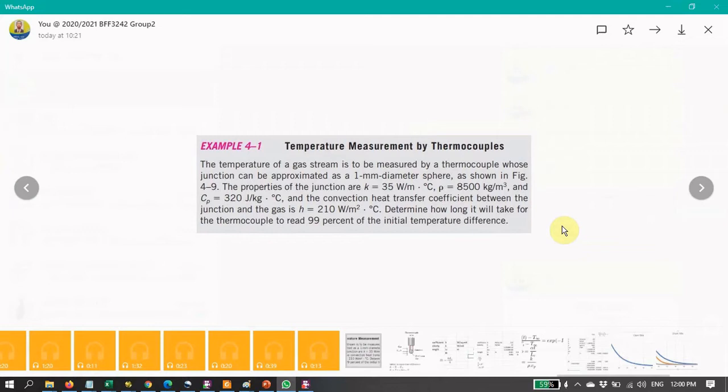Right. I'm using the fifth edition text from Professor Cengel and Ghajar. So in this example 4.1, it mentions the experimental method, right? In heat transfer or in engineering, normally we have three basic methods. First is the experimental method. Second will be the analytical method. And the final one will be the approximation method or numerical method, right?